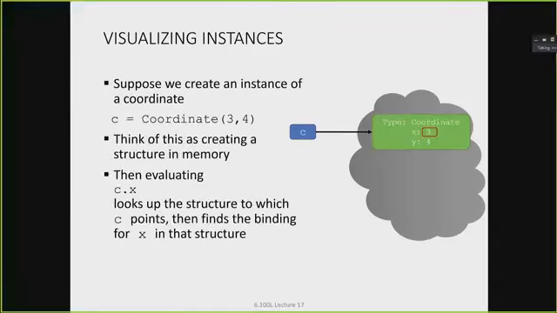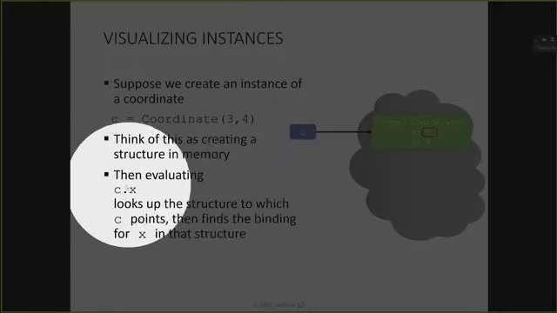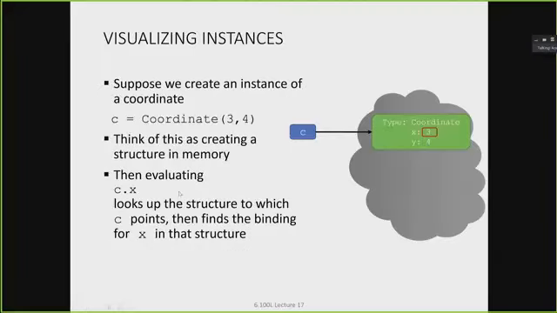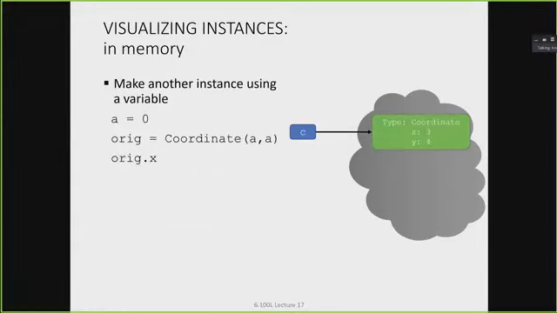Okay? So when you evaluate c.x, Python goes into memory. It says, hey, what type is c? And it says, oh, it's a coordinate object. Does coordinate object have a data attribute named x? Yes, it does, because it looks at the init. And then it says, well, what's its value? It's 3. And so it just returns that.